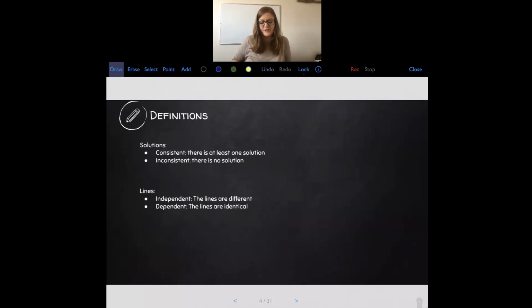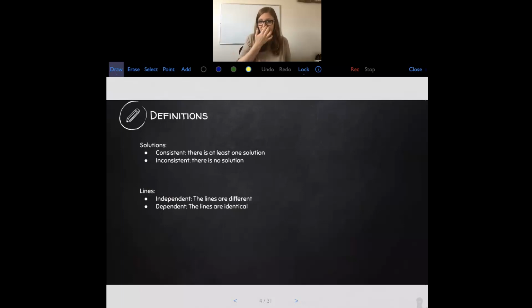Okay, so some definitions. There are two ways to describe the solution to a system of linear equations. The first is consistent, meaning there is at least one solution. So it could be one solution or infinitely many, and the system would be described as consistent. If there's no solution, then the system is described as inconsistent. There are also two ways to describe the lines given in the system. The lines could be independent, which means that they are two different lines, or the lines could be dependent, meaning that the lines are identical.